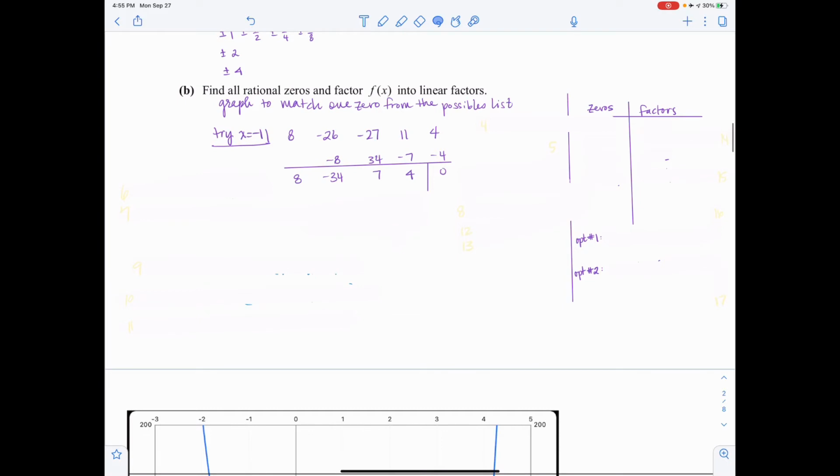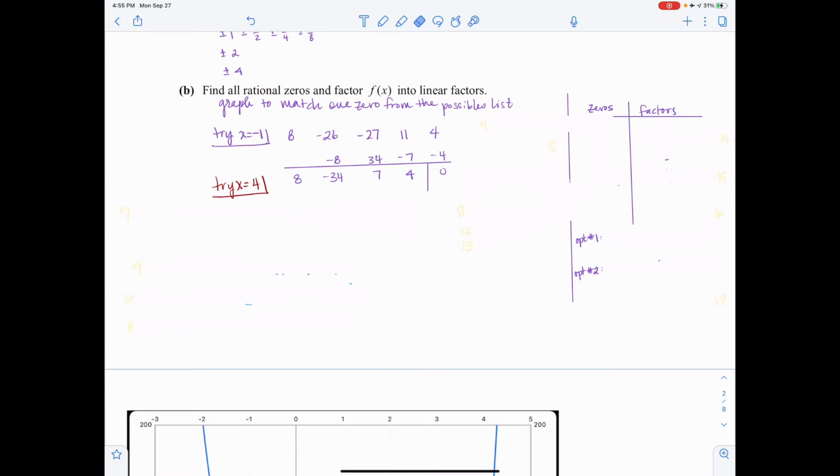So when we go back to try our x equals 4, here's the big deal. Don't go back to the beginning. Don't go back and use the original polynomial for this. Use the depressed polynomial for this. So as I use synthetic substitution, don't go back to the beginning. Use the depressed polynomial. Otherwise, it's just not going to work out very nicely.